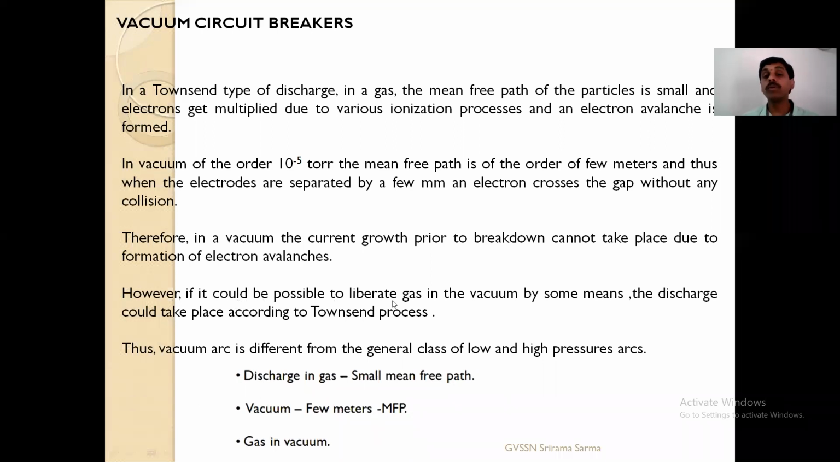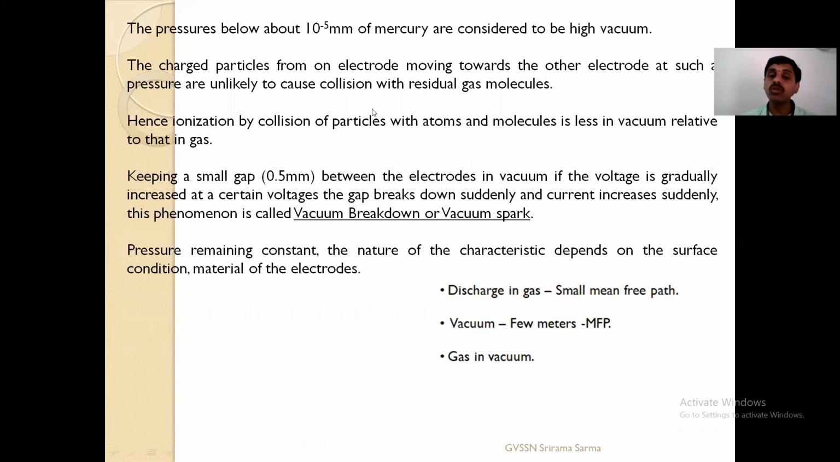However, it would be possible to liberate gas. Here, one point you have to understand: in the vacuum also, there is gas production by some means. The discharge would take place according to the Townsend process. Vacuum arc is different from the general class of low and high pressure arcs I discussed previously. Pressures below 10 power minus 5 mm of mercury are considered to be high vacuum. Charged particles from one electrode moving towards the other electrode at such a pressure are unlikely to collide with the residual gas molecules. They cannot collide with each other.